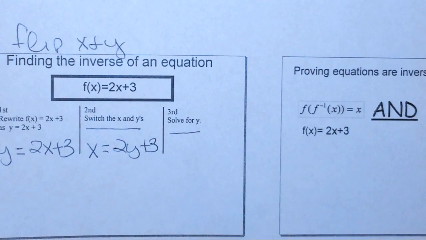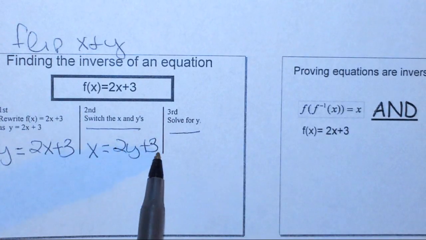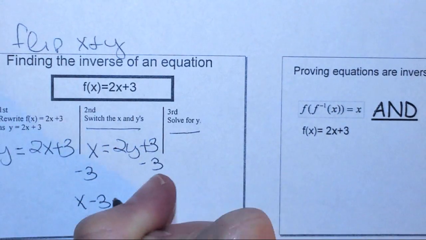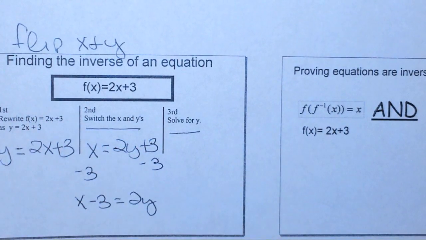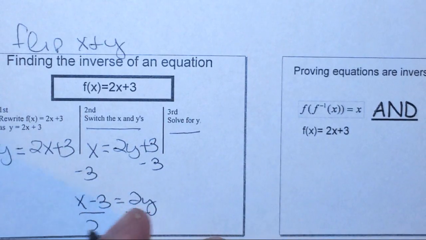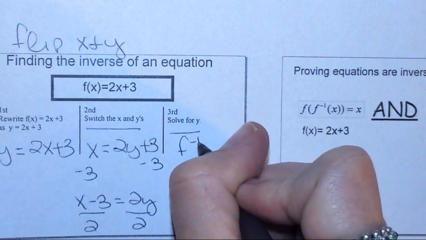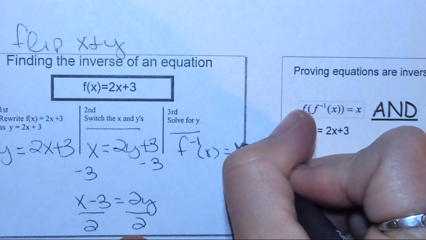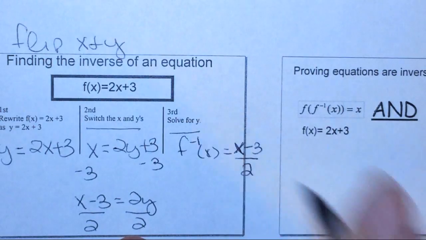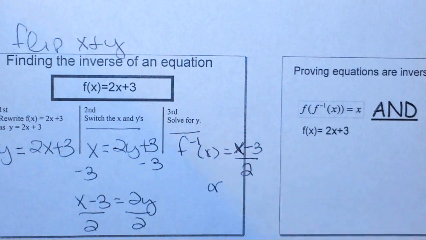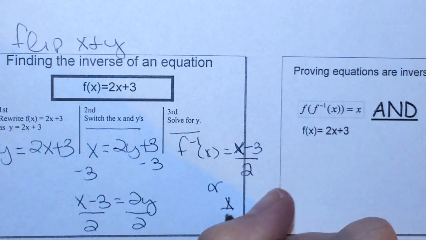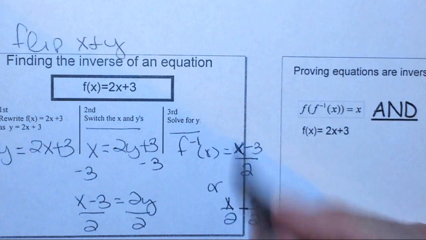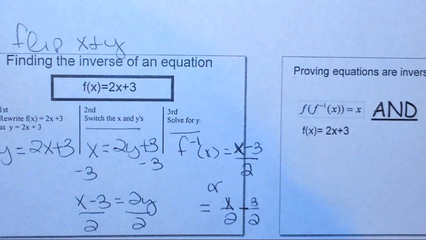And we're going to solve for y. So if I ask you to solve this for y, we need to get rid of the 3. So we're going to minus 3 from both sides. We get x minus 3 equals 2y. And then we're going to divide everything by 2. So my inverse function equals x minus 3 over 2. Or we could also write it as x over 2 minus 3/2. These are equivalent equations, and we can write it either way.